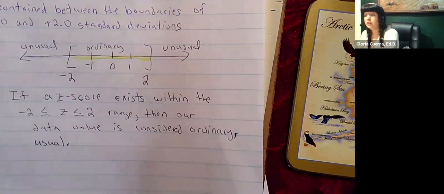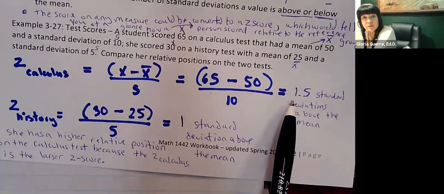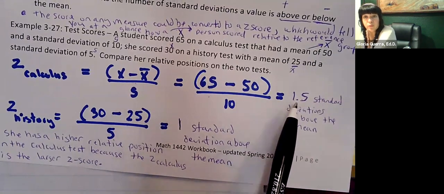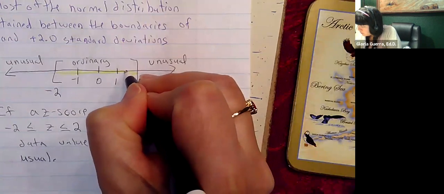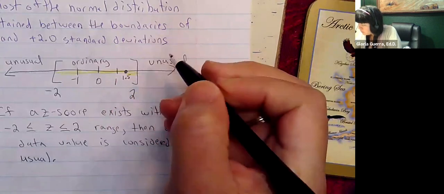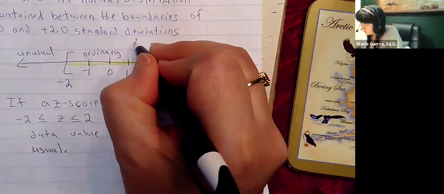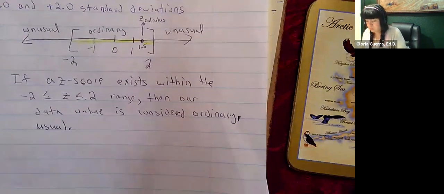So if we look at the calculations we've done, like, let's see. If we go back to the calculus problem and the history problem, these were z-scores. So this is a 1.5 z-score and our data value was 65. Okay, so where does 1.5 sit? Well, 1.5 sits right here, right? That would be your z-score for the calculus. So what does that say about that test score? That test of 65, that's considered usual, okay?